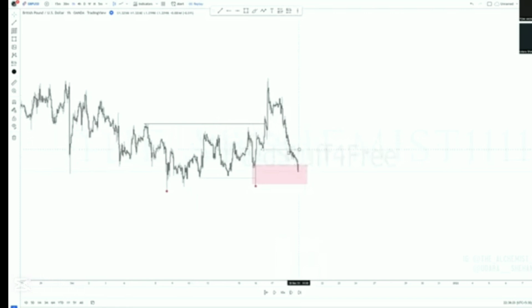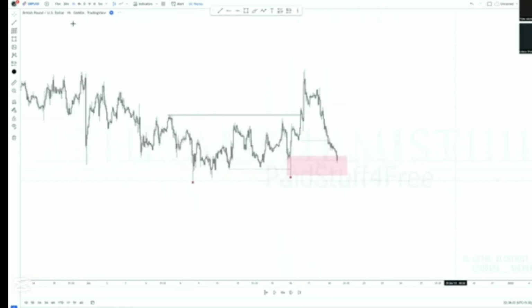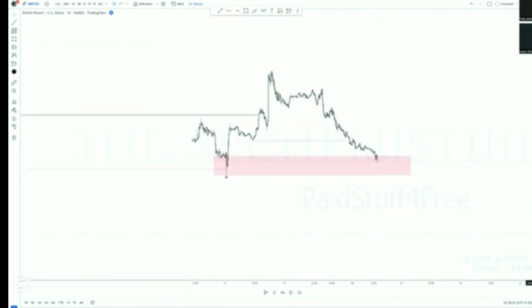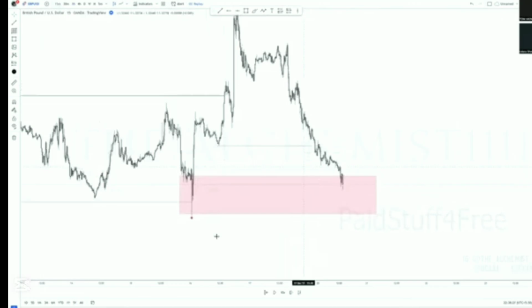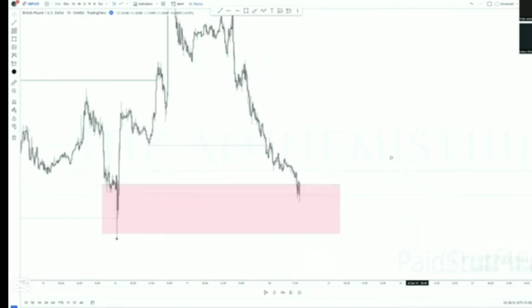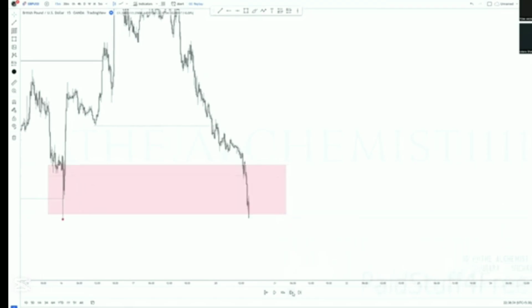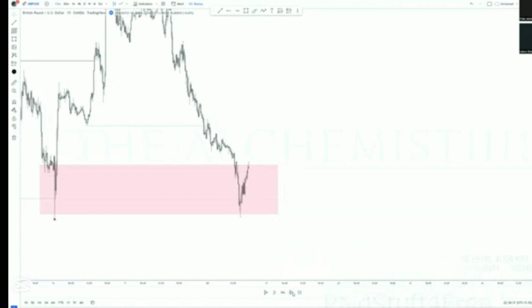Yeah, there it entered the zone of interest. Now what do we wait for? We wait for a bullish breakout, right? Why? Because we are currently in the buy zone. Are we going to take any sells inside of this zone? No. So why would we look for sells? Let's wait. Okay, nothing yet.